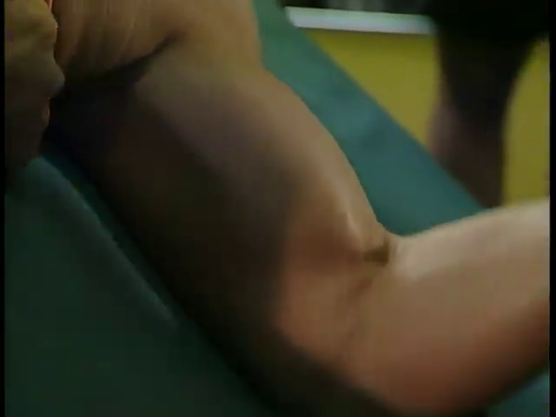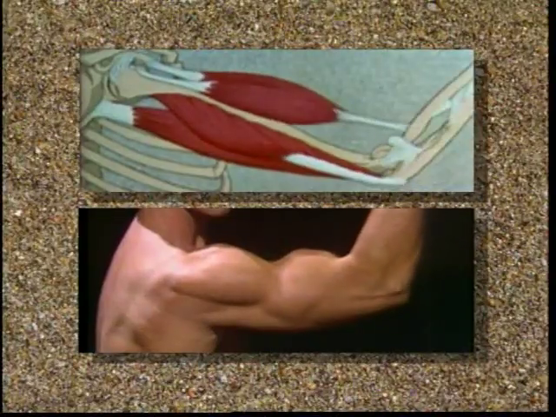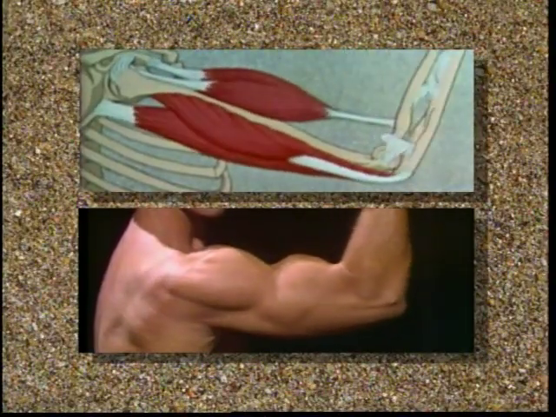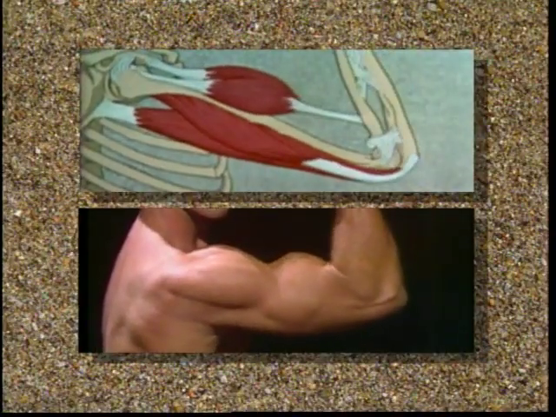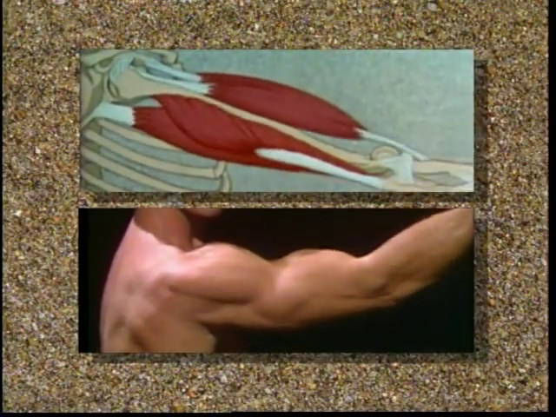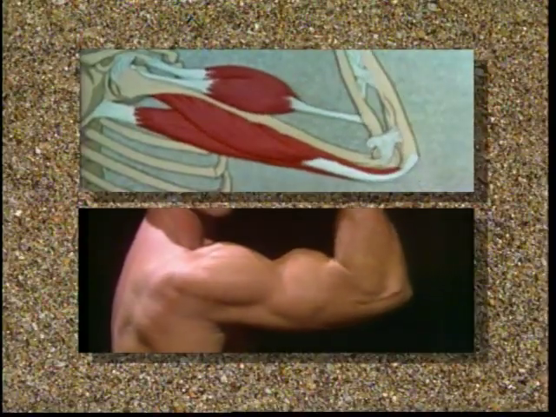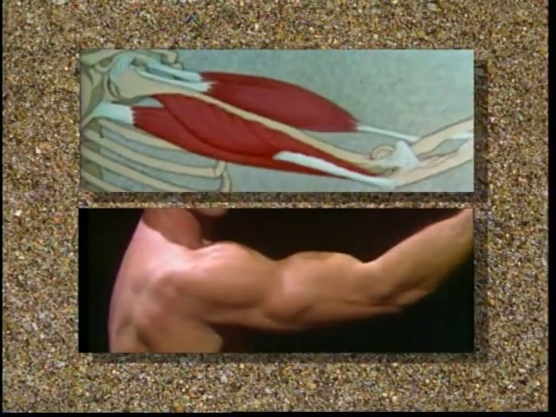When my biceps contracts and closes up this joint, what it does is stretch the muscle that's at the back of the arm, my triceps. My triceps is now in a position where it can contract and move in the opposite direction, and as it does so, it stretches out the biceps.